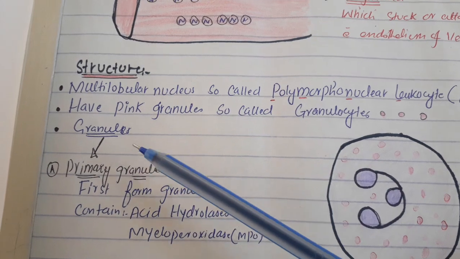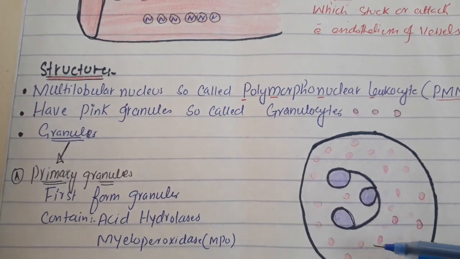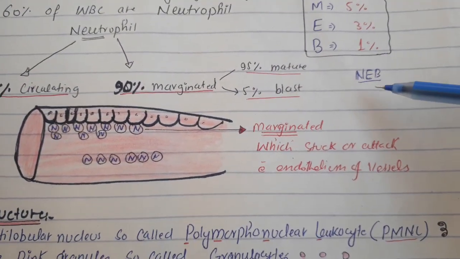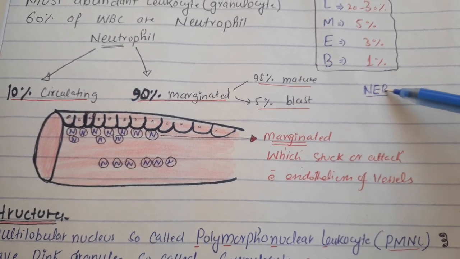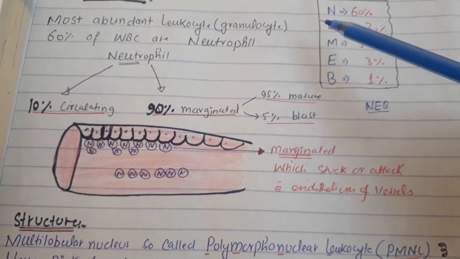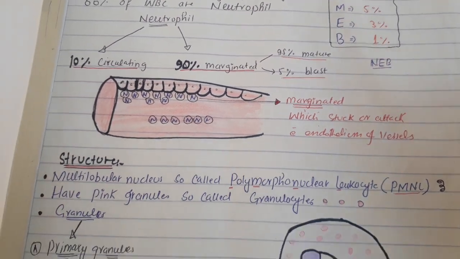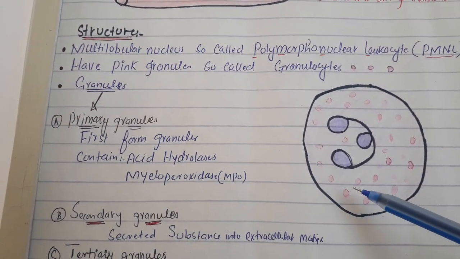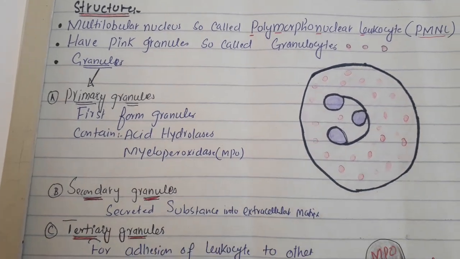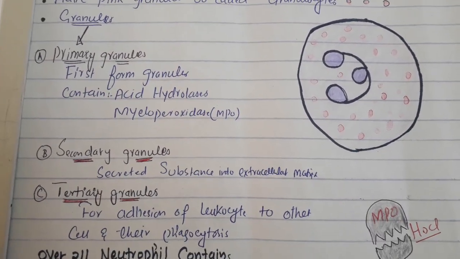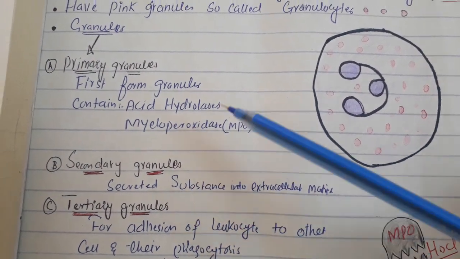Now they have faint granules, so that's why they are called granulocytes. I already said that the granulocytes are neutrophil, eosinophil, basophil, which you will remember as NEB, and lymphocytes and monocytes are agranulocytes, they don't have granules. The granules present in neutrophils are pink granules, consisting of primary, secondary and tertiary granules.